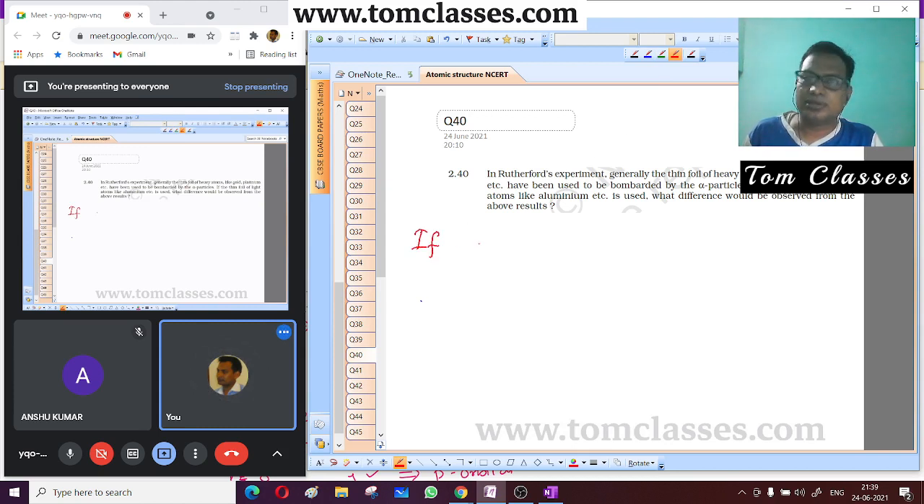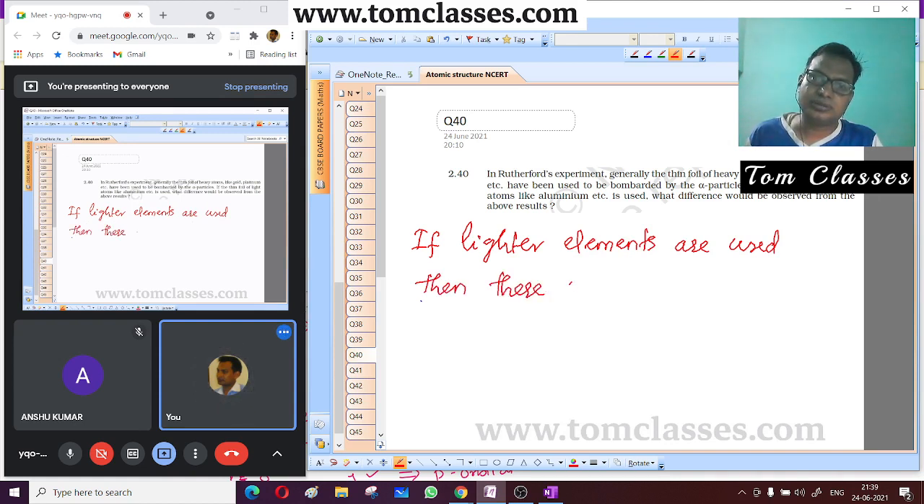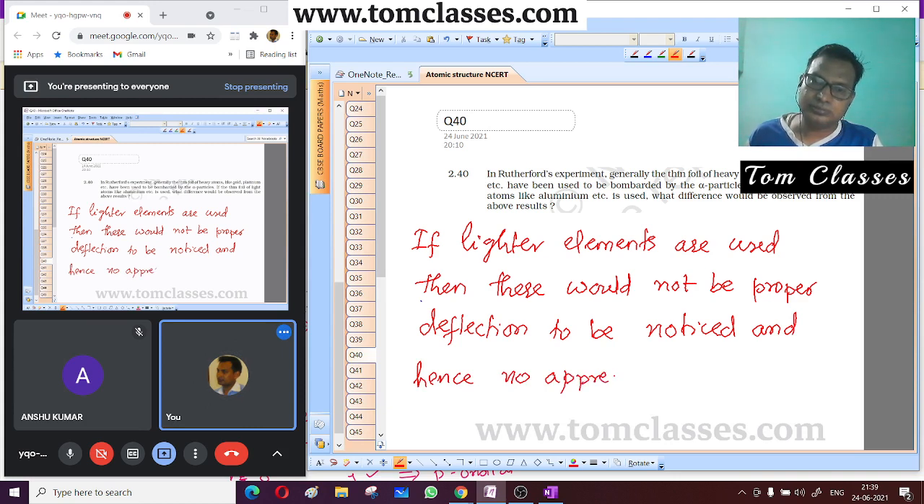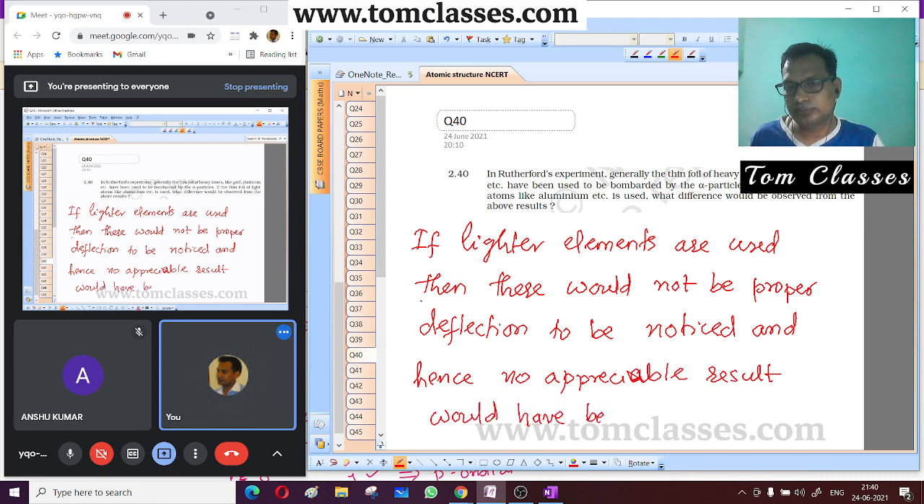Here the heavier elements are used, right? If lighter elements are used, then there would not be proper deflection to be noticed, and hence no appreciable result would have been noted. So that is the difference, right?